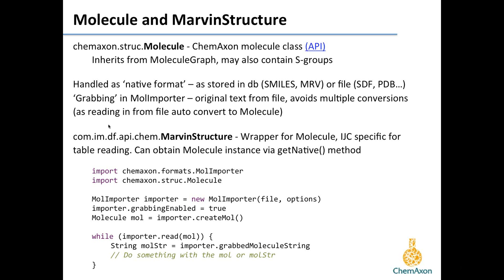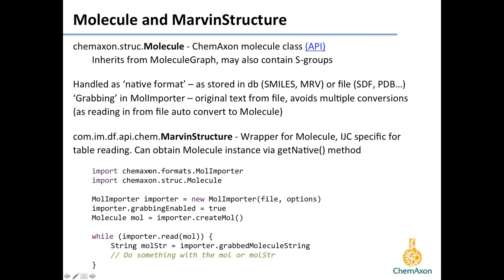So what you functionally want to do in this case is pass in your SMILES string as a string itself. You don't want to do any of the molecule conversions. And this is what grabbing is. It grabs the original text from the file and avoids the conversions to a molecule itself.